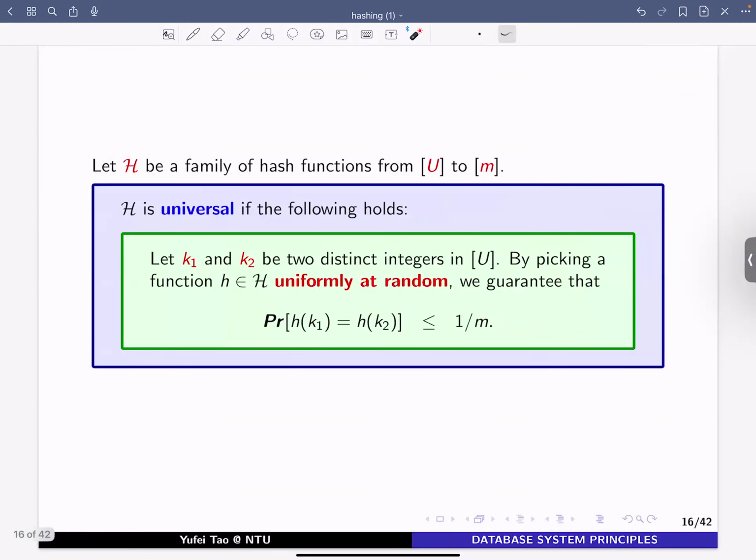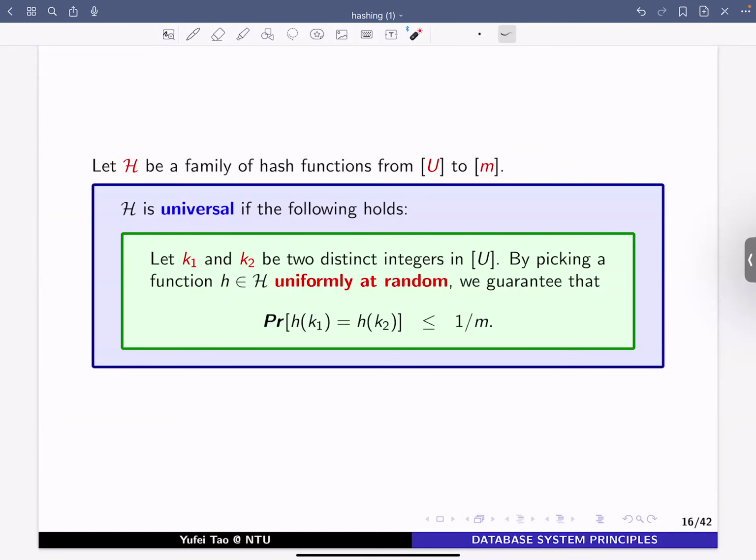So one strong message I should have delivered is that you should never stick to just one single hash function, because if that's what you do, I can always give you an input. I can always give you a data set such that your hash function will end up putting all the elements into the same bucket, and that's horrible.